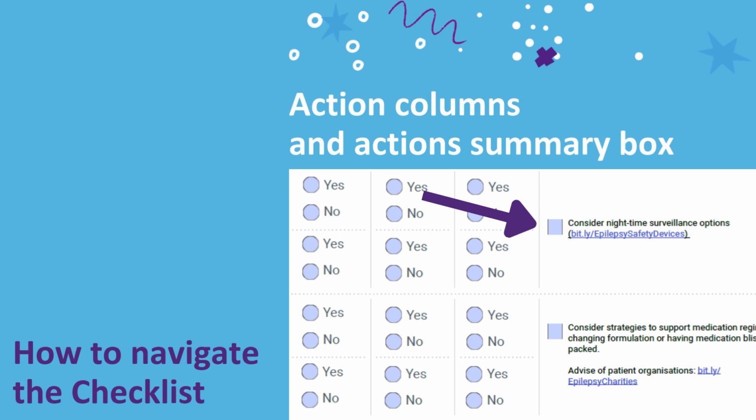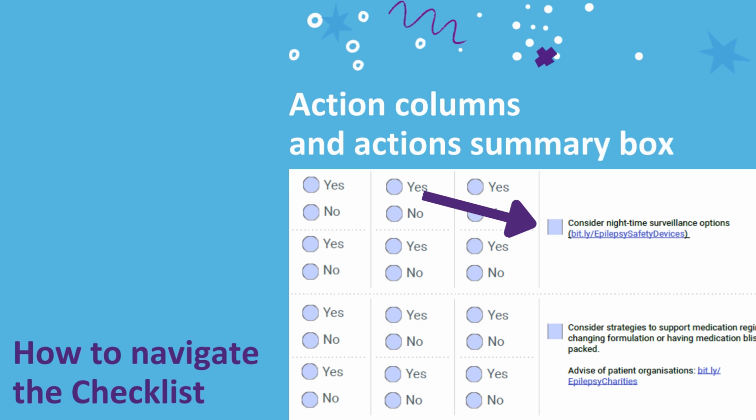This is the most important section on the checklist. There is no point discussing and identifying risks if you don't also discuss what steps can be taken to reduce them. Some of these actions may be things you or other health professionals will support the person with epilepsy to do, such as medication changes or referral to other services.